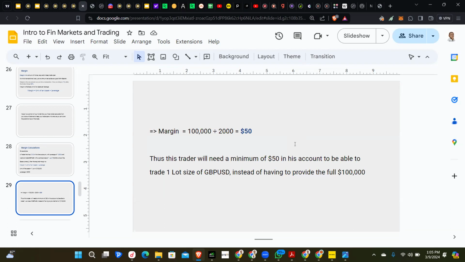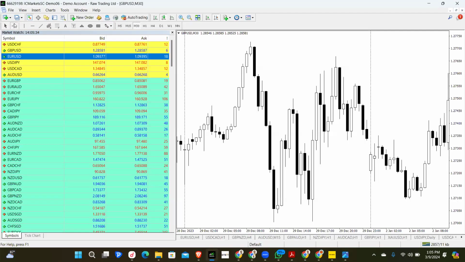Now, since this person is using one lot, remember, each pip movement in one lot is $10. So that means if price moves by, okay, let me go to the MetaTrader. Each pip movement in one lot is $5. Remember, he just has $100, using a lot size of 1. So with a lot size of 1 and a leverage of just 1:2000, his margin is $50. So he needs to set aside $50 to be able to trade this, the minimum he needs to have.